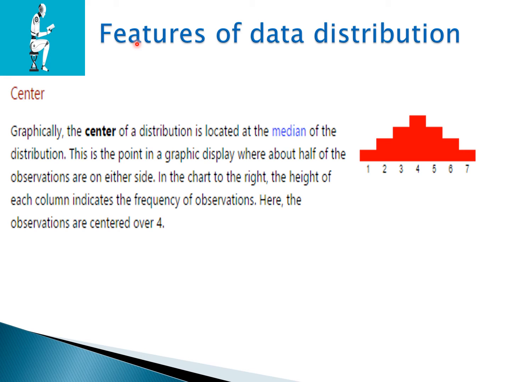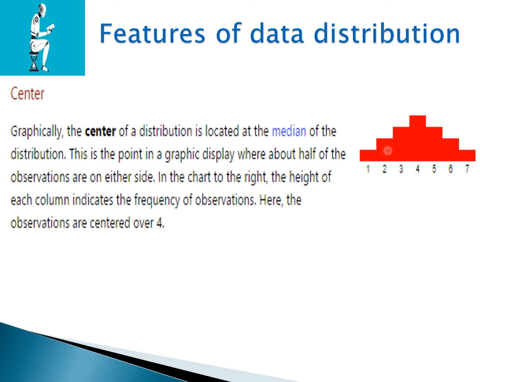Now we are moving to the features of data distribution. The first thing is center. We already studied all these things in the basics of statistics. Center means graphically the center of a distribution is located at the median of the distribution, and this is a point where the corresponding data distribution is divided exactly in half. So this is a point in a graphic display where half of the observations are on either side.